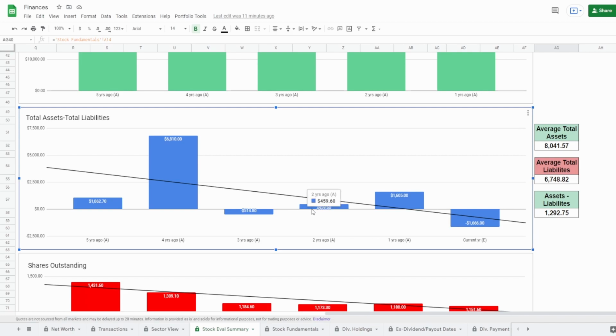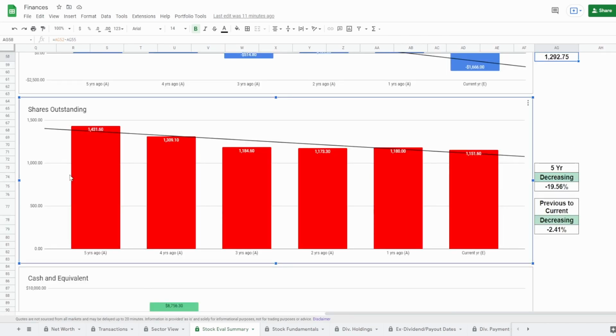2 years ago they were barely up at $459 million, 1 year ago of $1.6 billion, and then obviously we know this year they are down by $1.7 billion. So really, really concerning. I do not like this in the slightest. The total average assets, however, is about $8 billion. The total average liabilities is about $6.7 billion. And then subtracting the total average assets minus the total average liabilities, we get around $1.3 billion.